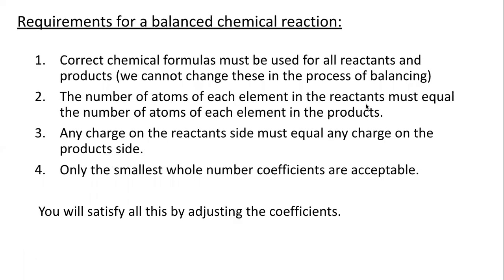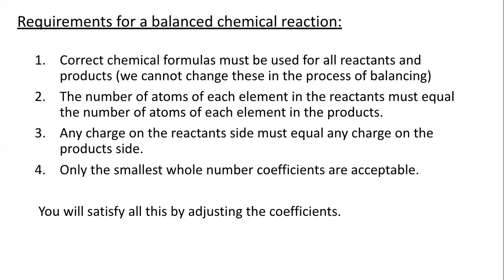So the requirements for a balanced chemical equation are: correct chemical formulas must be used for all reactants and products. We cannot change these in the process of balancing. That means we can't change the subscripts. The formulas have to stay the same. The number of atoms of each element in the reactants must equal the number of atoms of each element in the products. Any charge on the reactant side must equal any charge on the product side.